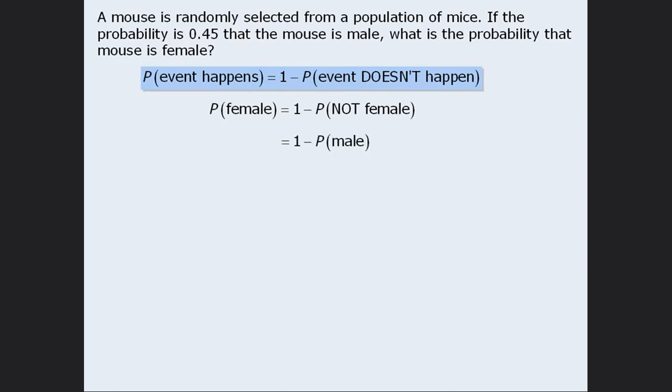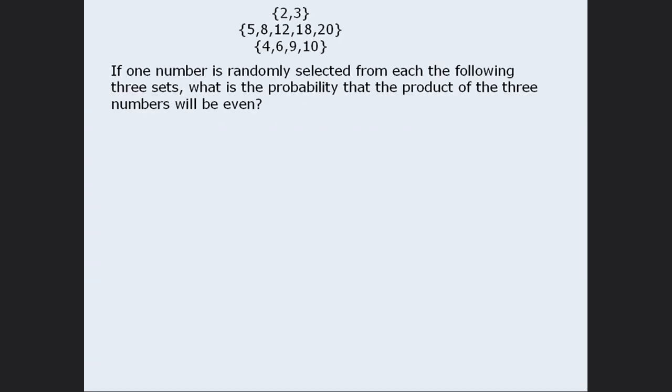Now the probability that the mouse is not female can be rewritten as the probability the mouse is male. Since the question tells us that the probability is 0.45 that the mouse is male, we can add this to our equation, and when we simplify this, we get 0.55. So the probability is 0.55 that the mouse is female. Now this was a straightforward application. Now let's examine a harder question.